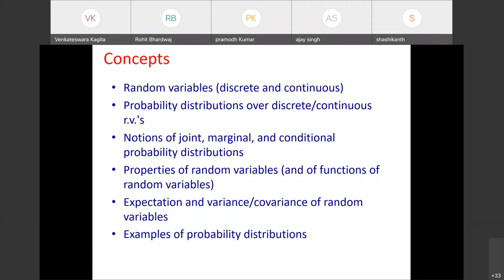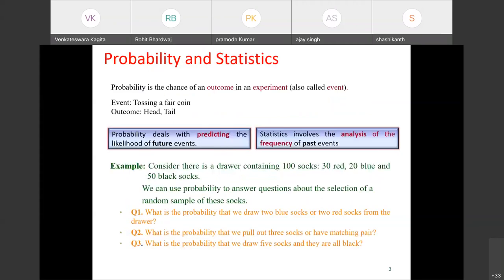So let's start. What is probability? As we all know, probability is the chance of an outcome in an experiment. We conduct some experiment, which we also call an event. So what is the probability that a particular value occurs? For example, if the event is tossing a fair coin, then the outcome can be head or tail. We are interested in predicting the probability that the outcome is head, or the probability that the outcome is tail. So, the chance of an outcome in an experiment.